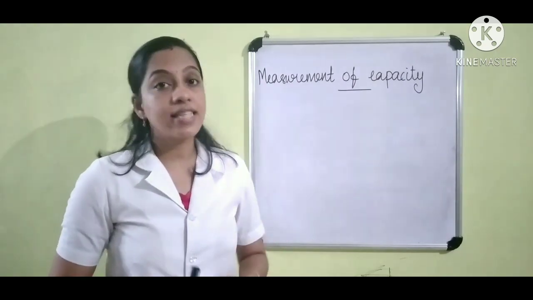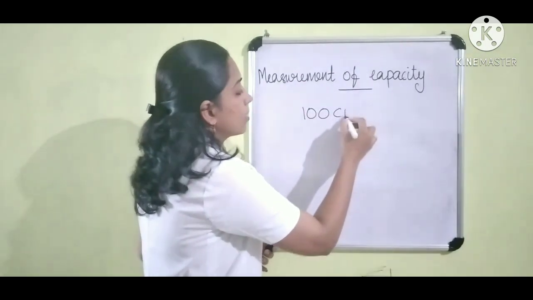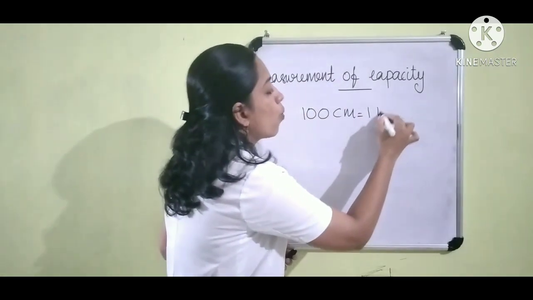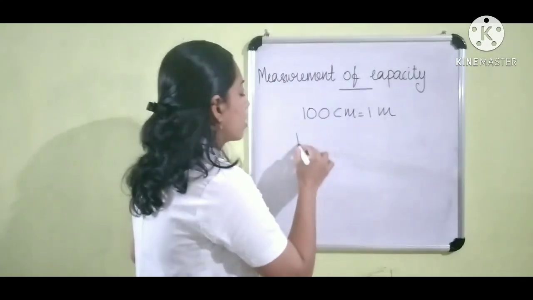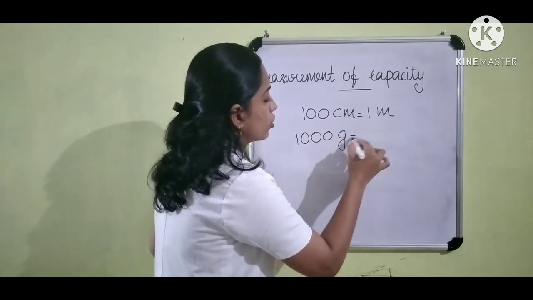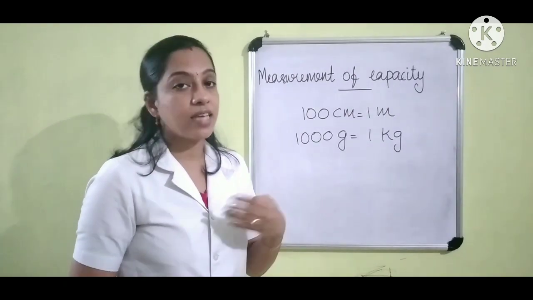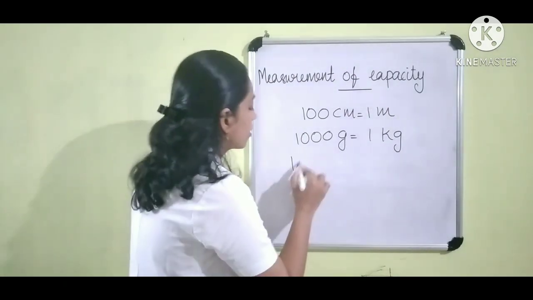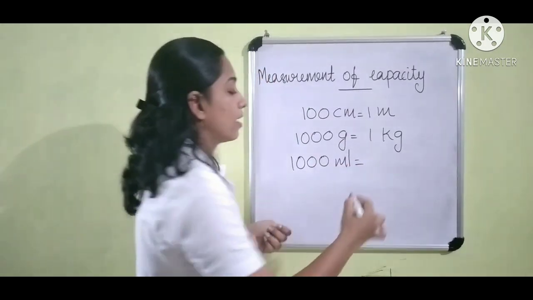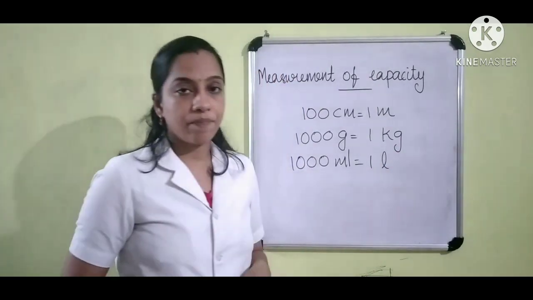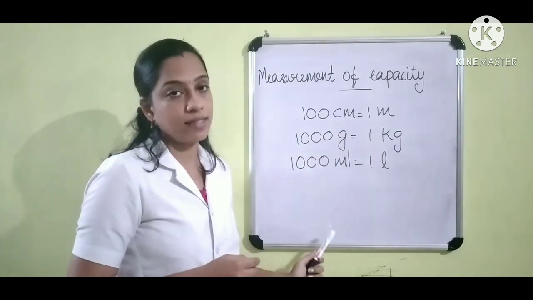We know there are 100 centimeters in a meter. So we can write 100 centimeter or 100 cm is equal to 1 meter. Then we learn there are 1000 grams in a kilogram. That is 1000 gram is equal to 1 kilogram. Like there are 1000 milliliters in a liter. So we can write 1000 milliliter, ml, is equal to 1 liter. See children, this is very important. Okay, you have to learn this.